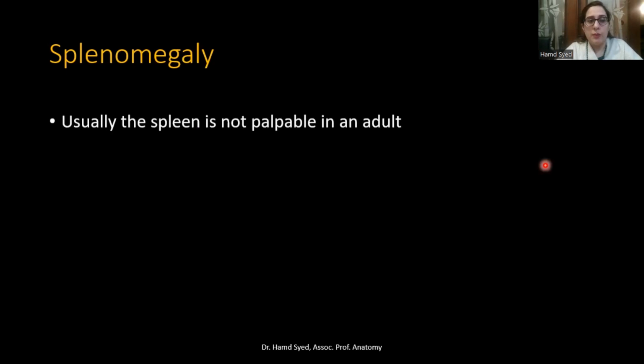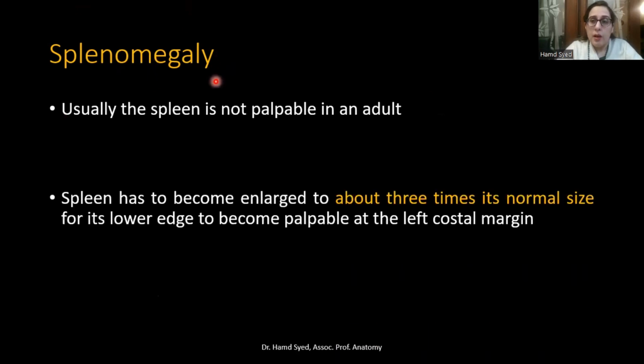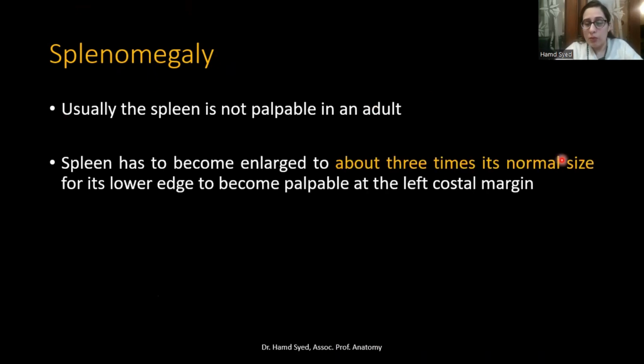So when we say splenomegaly, keep in mind that normally the spleen is not palpable in adults. But since I told you it is of a larger size in children, in infants the spleen is palpable, but it is not normally palpable in adults. If you recall the vertical dimension of the spleen, I told you it is about 12 centimeters long. So when the spleen is 14 centimeters or larger, we call it splenomegaly. But it has to be about 3 times its normal size in order for it to be palpable at the left costal margin.